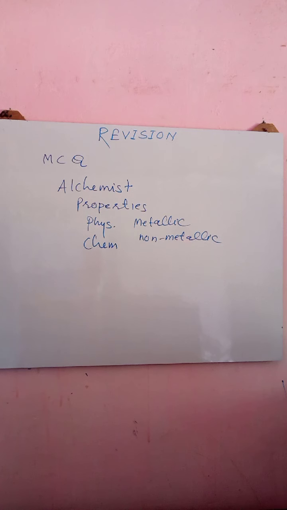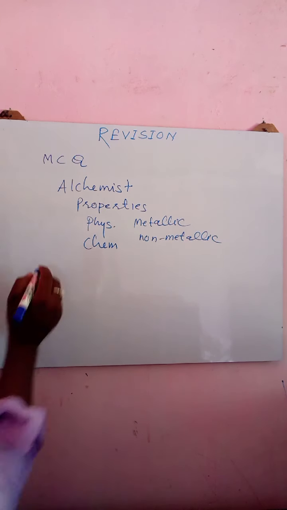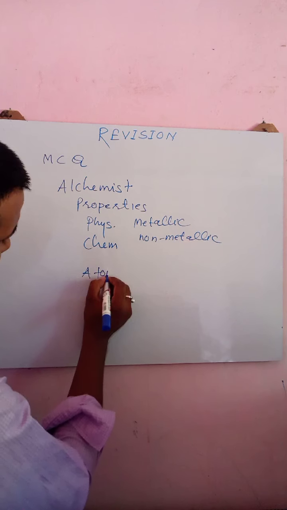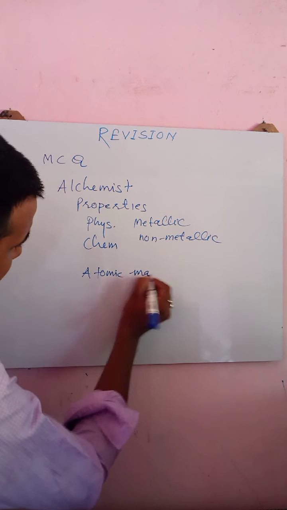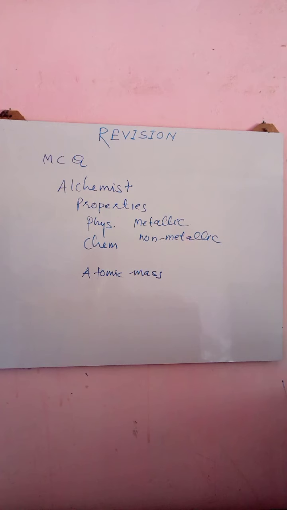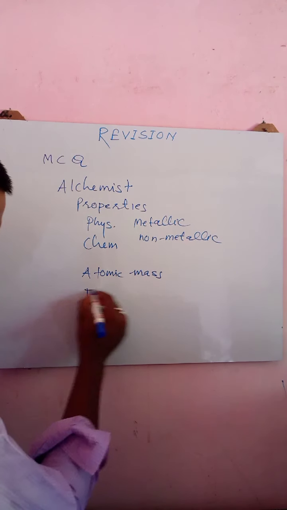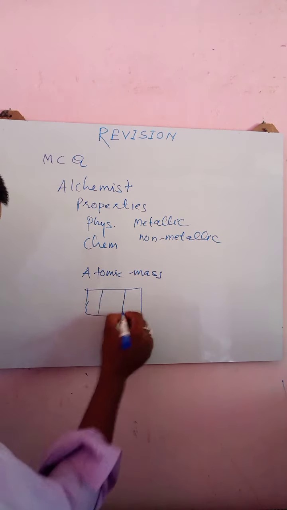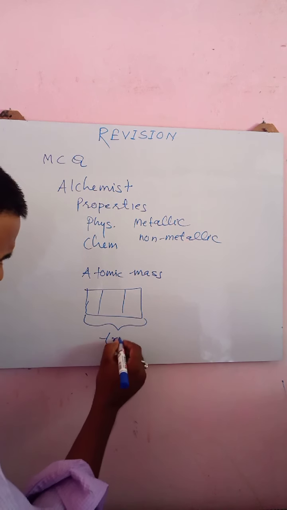Later on, when the concept of atomic mass came, the scientist Dobereiner was the first person who classified the elements on the basis of atomic mass, in increasing order of atomic mass. So how did Dobereiner classify the elements? He classified them on the basis of atomic mass into a group of 3 elements, and this group is called a triad.